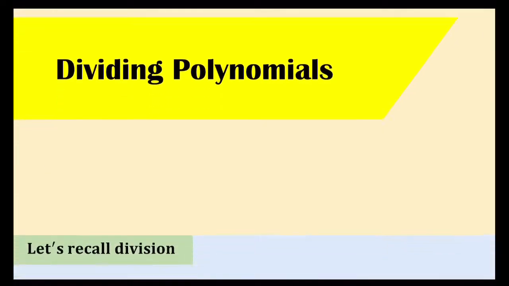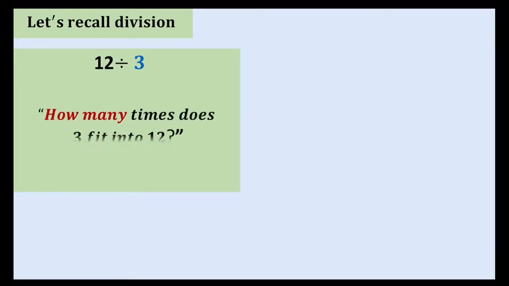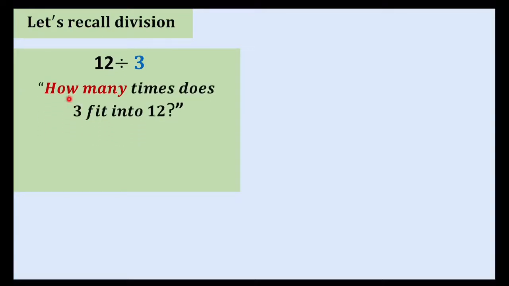So, dividing polynomials. Let's recall basic division here. So 12 divided by 3. How many times does 3 fit in 12? That's what division means. How many times does this denominator, this number here, fit into 12? Or we can think about it as 3 sets of what make 12?